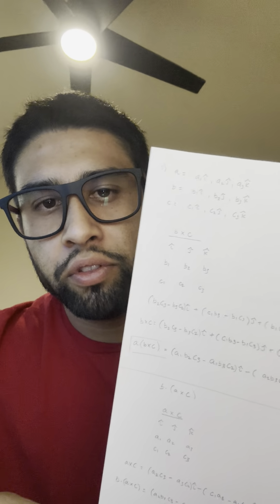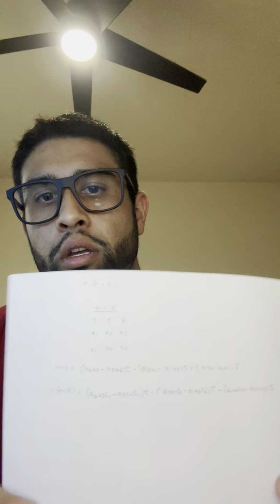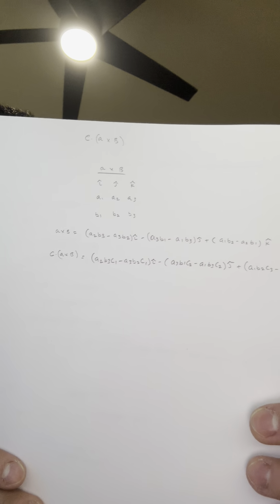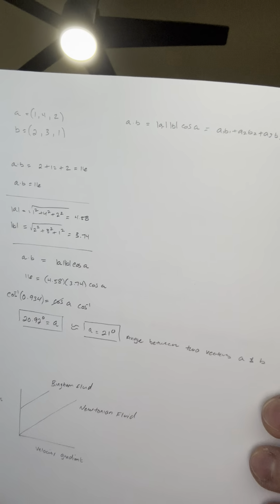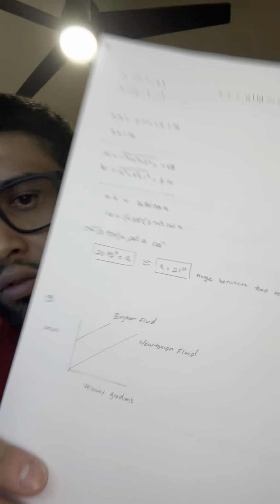So it's a total of 3 sheets. This is sheet 1, sheet 2. So sheet 1 and sheet 2 go together. They're both question 1. And then the third sheet, I put the answer for question 2 and for question 3 also. So we can start with question 1.